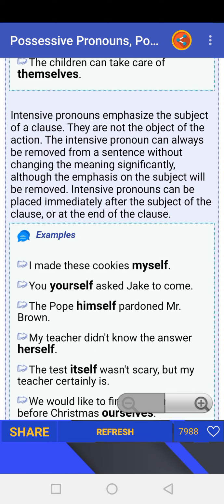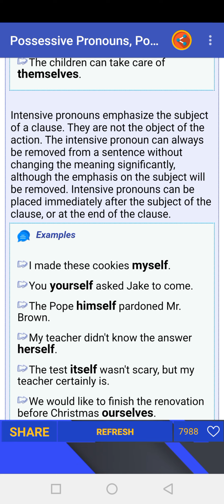Now and lastly, the intensive pronouns. Intensive pronouns emphasize the subject of a clause. They are not the object of the action. The intensive pronoun can always be removed from a sentence. So this is important. This is the main difference. We can remove the intensive pronouns. The intensive pronoun can always be removed from a sentence without changing the meaning significantly.